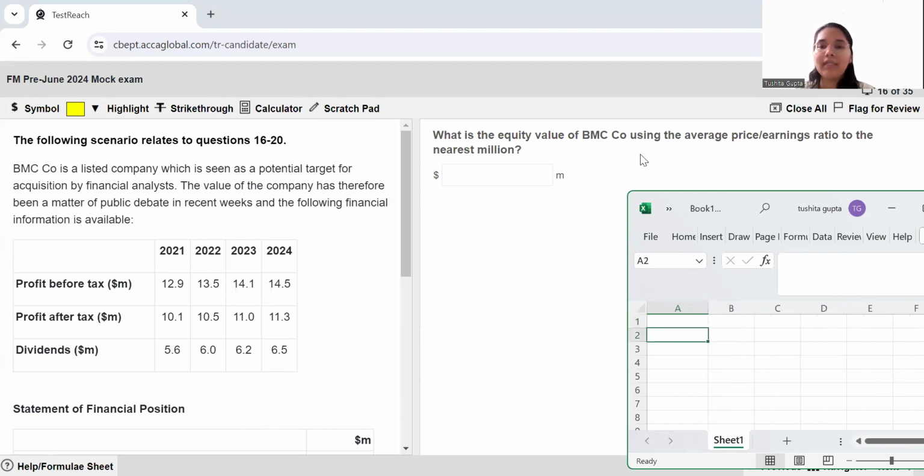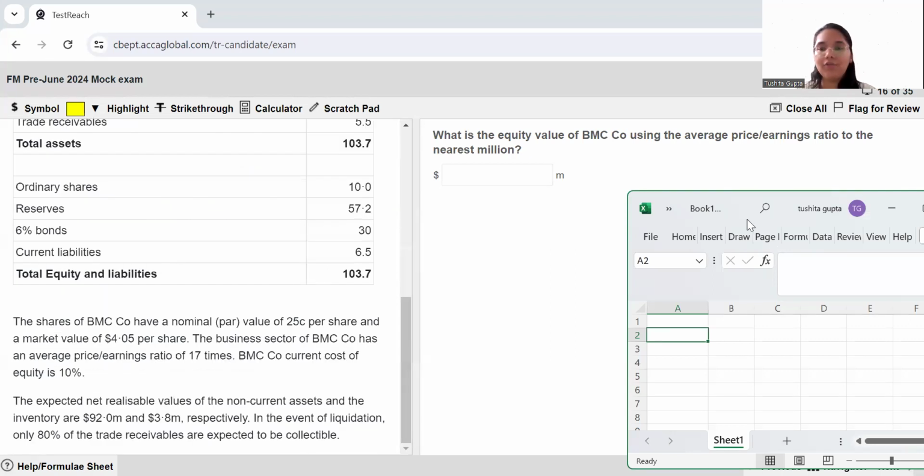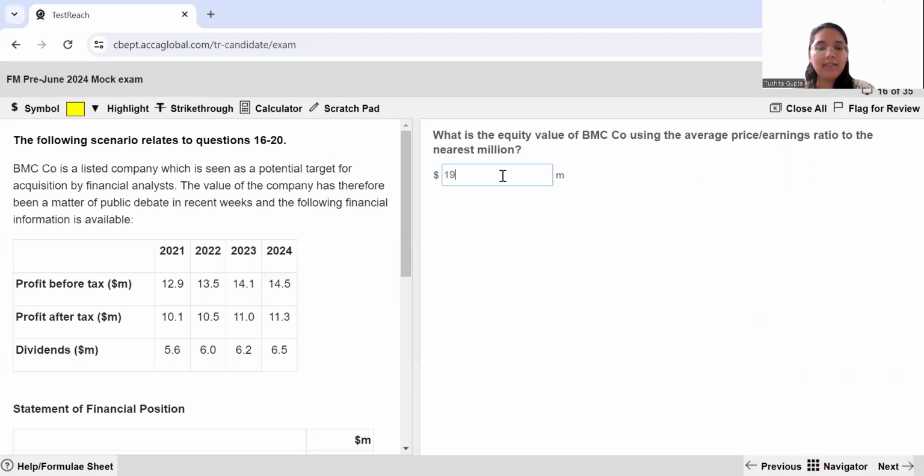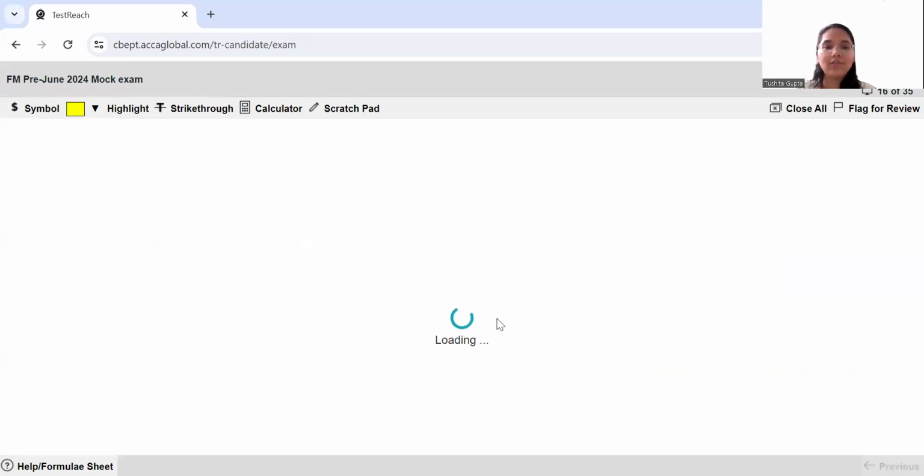We need to find out the equity value of BMC company using the average PE ratio. PE ratio is given to us as 17 times. The next thing that we need are the earnings. For the sake of our calculation, we are going to take the most recent earnings, which you can see as 11.3. So the value of the company is nothing but 11.3 multiplied by 17. This gives you 192.1. Because you need to round it off to the nearest million, I'm only going to put 192.